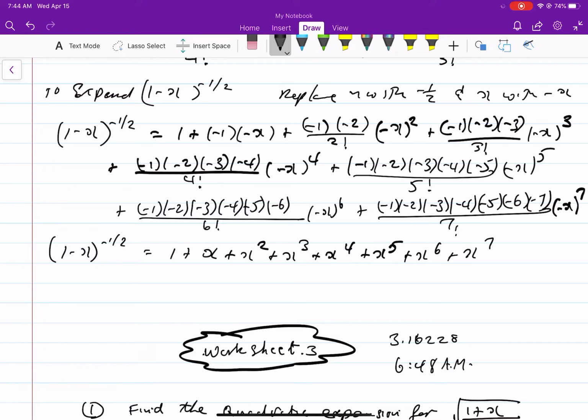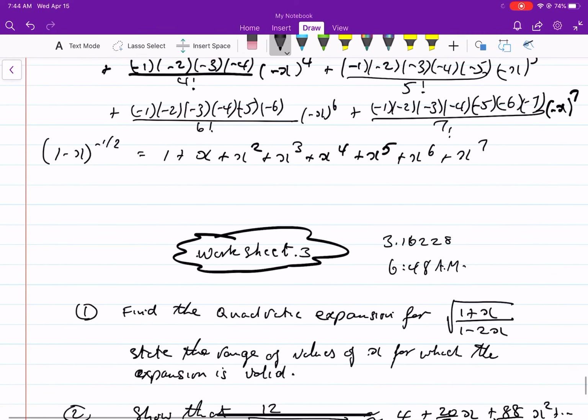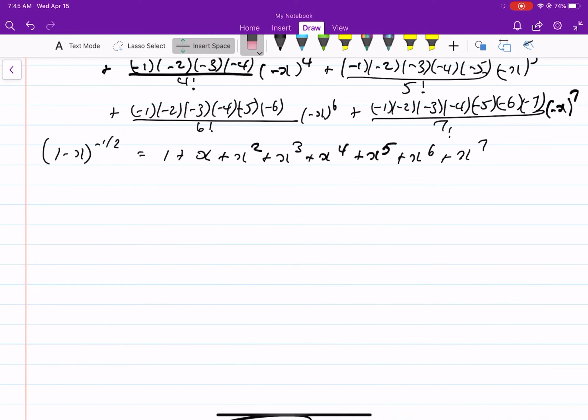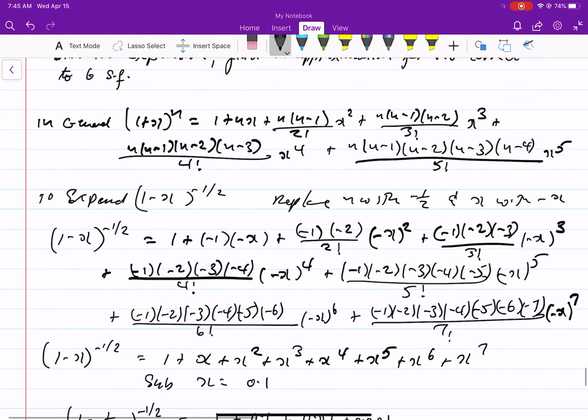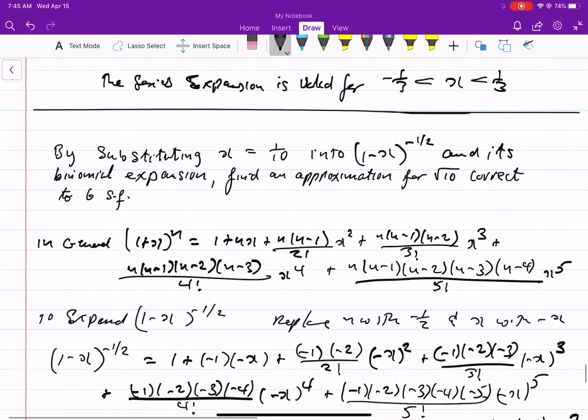Now they told me to substitute x equal 1/10 or 0.1. So I'm curious as to how much significance each of the terms would have. I don't think I need up to the x to the 7, but no harm having it there. If I substitute x equal 0.1 or 1/10, I get (1 minus 1/10) to the minus a half is equal to 1 plus 0.1 plus 0.1 squared, which is 0.01, 0.001. I'm missing something here. I'm not sure. What am I missing?